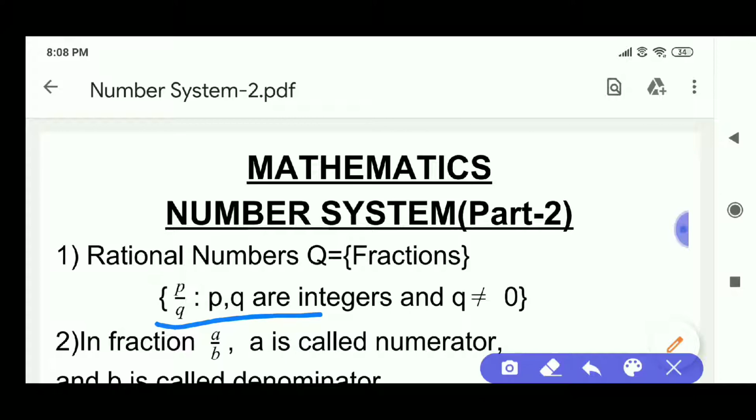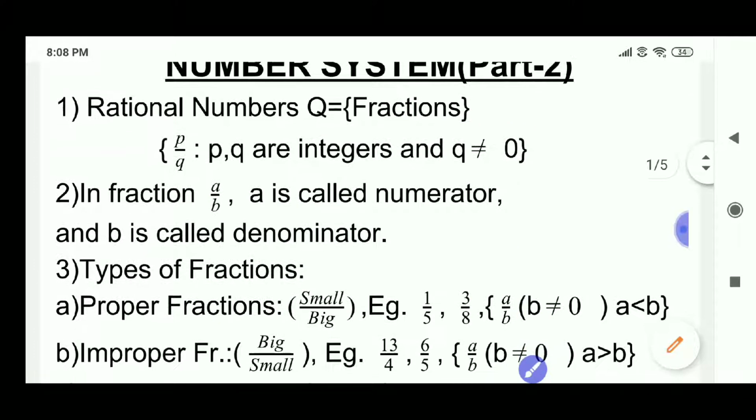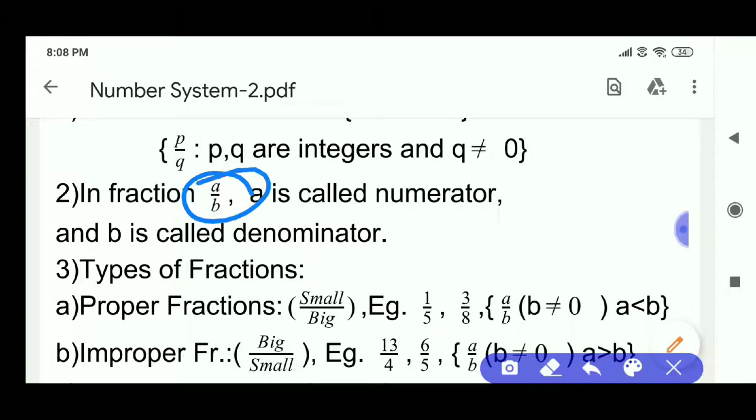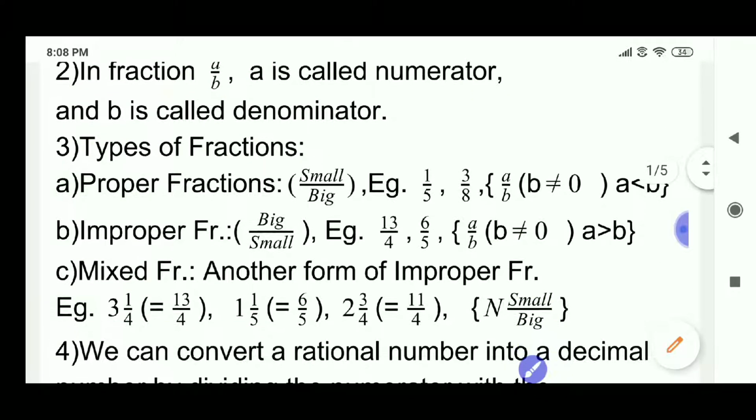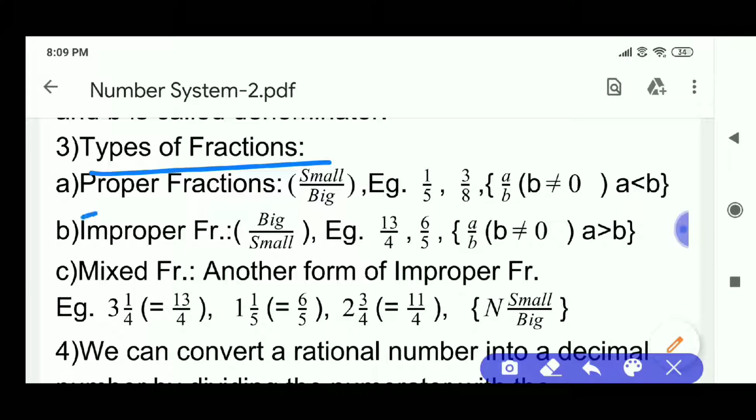The set p by q where p, q are integers and the denominator q not equal to 0. And in fraction a by b, the a is called numerator and b is called denominator. Let us recall few concepts in our previous classes. Types of fractions. Proper fraction, that means small integer by big integer. Example 1 by 5, 3 by 8, etc.